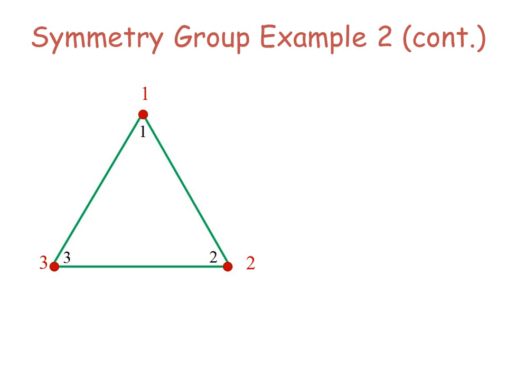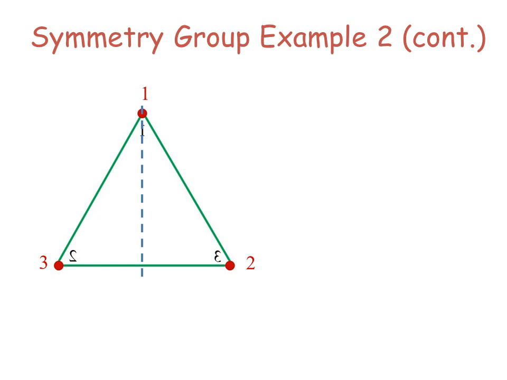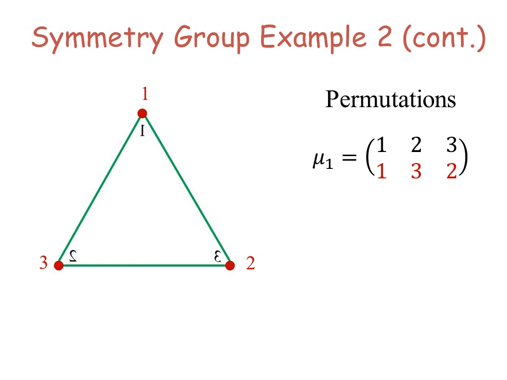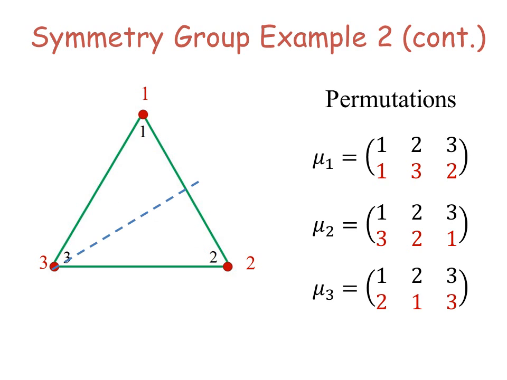We can also reflect the triangle about an axis. If we reflect it about a vertical axis, then we have the black and red 1s corresponding as they did initially, and the black 2 and black 3 interchanged. We denote this permutation mu sub 1. We can similarly fix one of the other vertices and interchange the remaining two. We can fix vertex 2 and interchange vertices 1 and 3, denoted mu sub 2. We can fix vertex 3 and interchange vertices 1 and 2, denoted mu sub 3.